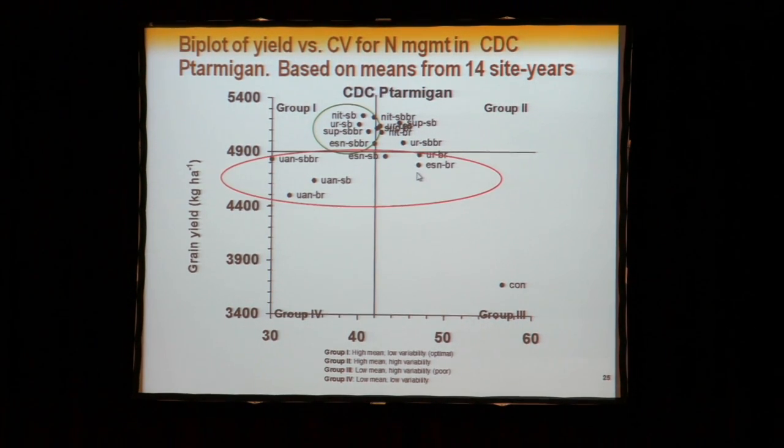What won't give you very good results is, again, the UANs as we had it set up, or things like ESN all broadcast. And again, that ESN all side banded is below average, just below average for yield, and the reason, again, is probably that slow release.